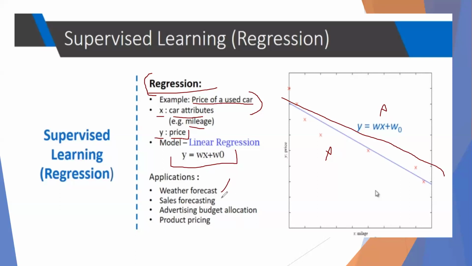Some other examples are weather forecasting, which I have already discussed, sales forecasting, budget allocation, and product pricing. These are some of the examples for regression.